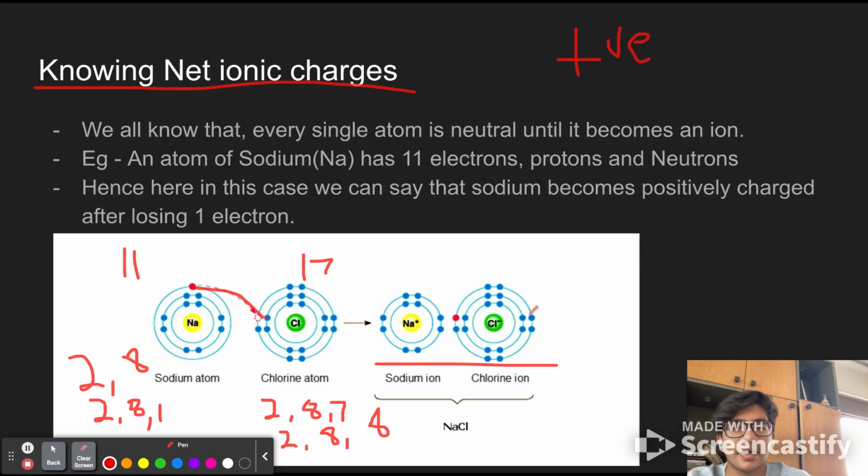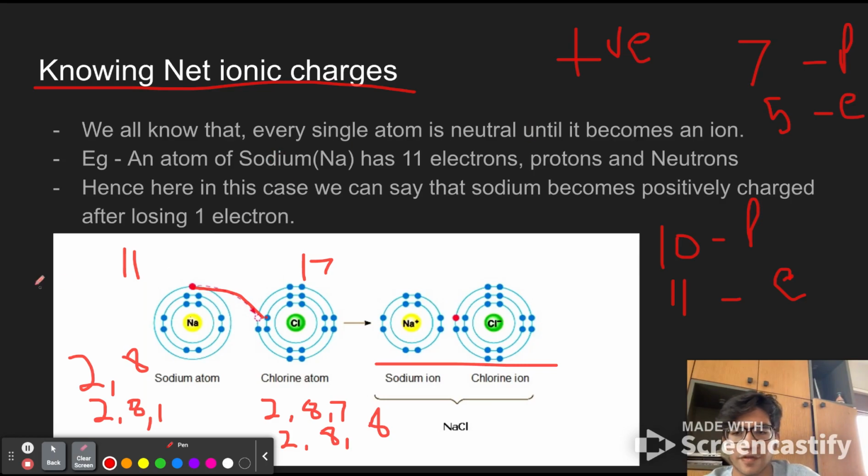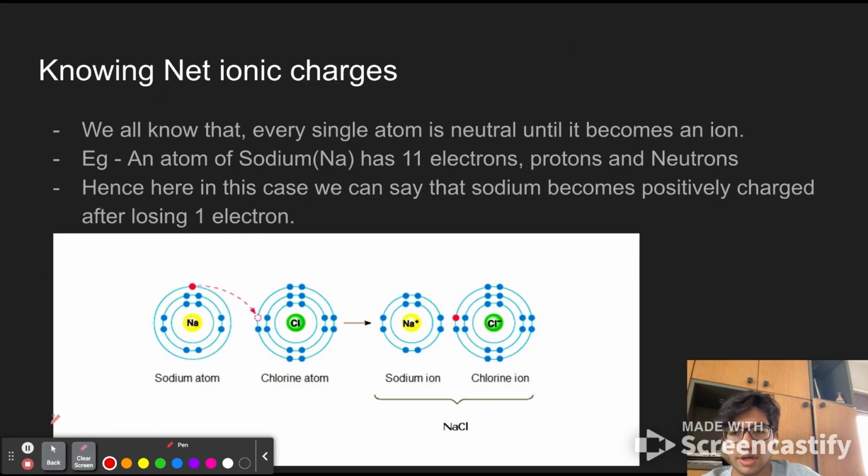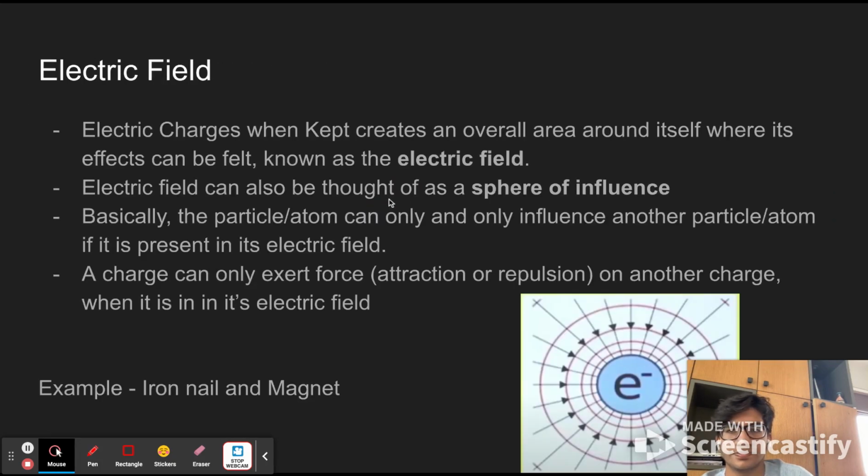Net ionic charge basically means how many protons you have and how many electrons you have. For example, if I have 10 protons and 11 electrons, this means I am negative one charge because the electrons are more than the protons. On the other hand, if I have seven protons and maybe five electrons, this suggests that it is positively two charged because the number of protons is greater than the number of electrons. I hope that you all understood what net ionic charge is.